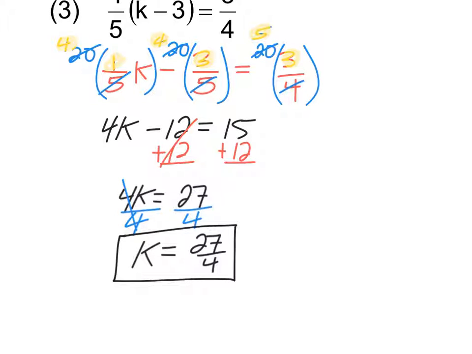All right, so 27 over 4, an improper fraction, is not something that you could reduce. There's no number that divides evenly into both 27 and 4. All right, so we're good to go there.